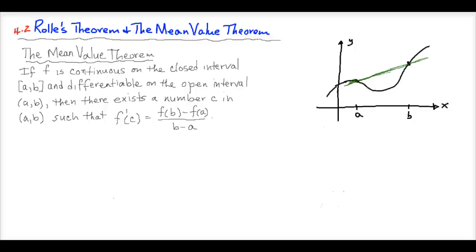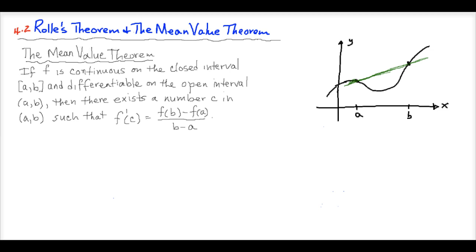Here's the mean value theorem. It says if f is continuous on the closed interval from a to b and differentiable on the open interval from a to b, then there exists a number c in the open interval from a to b such that f prime of c is equal to f of b minus f of a over b minus a.